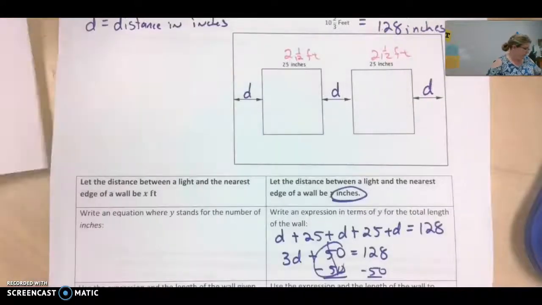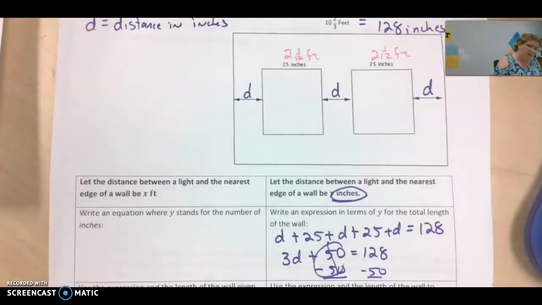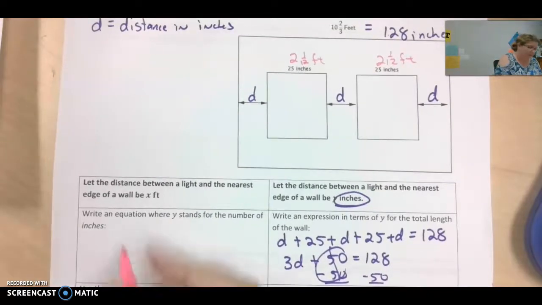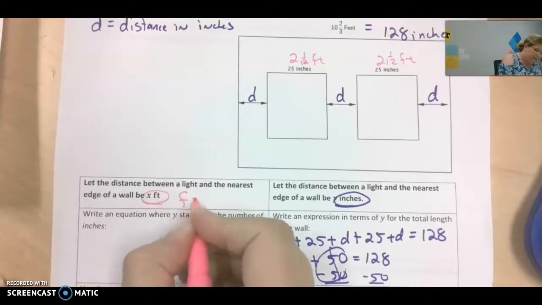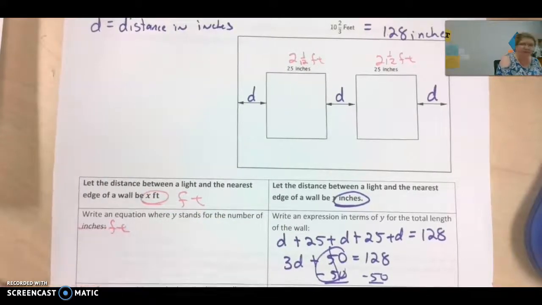And then I can go down here and I can write an equation. And this time I'm looking for feet. So I think there's a misprint right there.